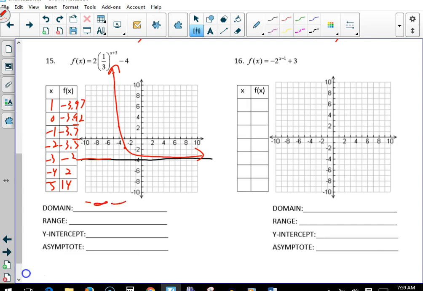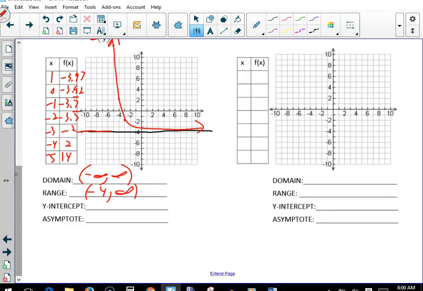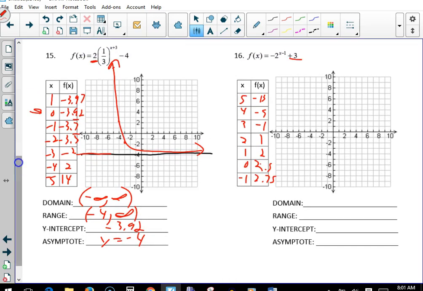The domain, again, does not change, negative infinity to positive infinity. Range, we get from right here, negative 4. Notice it's going up towards positive infinity. And again, A is positive, so it stays positive. Y-intercept, right there, about negative 3.92, it's rounded. The asymptote, again, we get from K, which is y equals negative 4. Okay, so here are my values. That's my asymptote, so I'm just going to put my asymptote in right here.